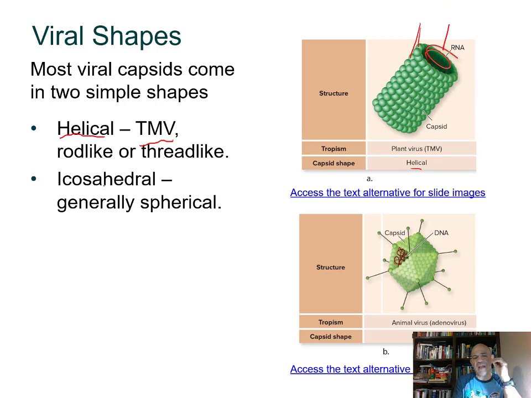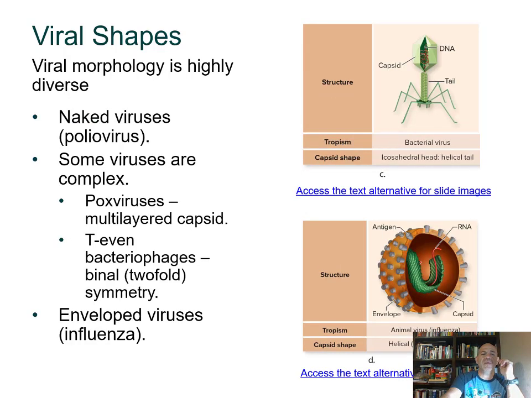And then you have the icosahedral shape, and it's somewhat spherical, and this kind of maximizes the amount of space inside for your viral genome. In this case, we have a DNA virus called the adenovirus, which is an animal virus. But the icosahedron, the protein subunits assemble into these units that are triangular in shape, and so you get 20 of these triangular units, and it gives you this icosahedron geometric shape.